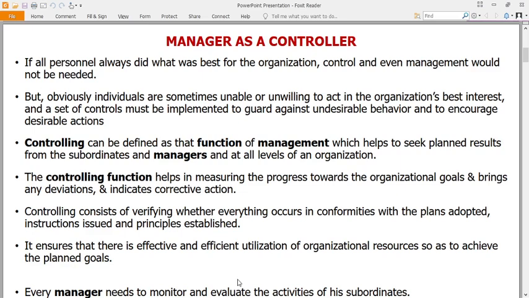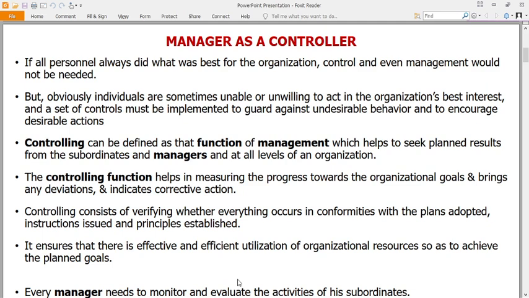Like we all know, if all employees knew what to do, there would be no need of controlling or managing them. But sometimes people are unwilling to act in regards to the organization's best interest, and therefore a set of controls must be implemented to guard against undesirable behavior and to encourage desirable actions of employees.